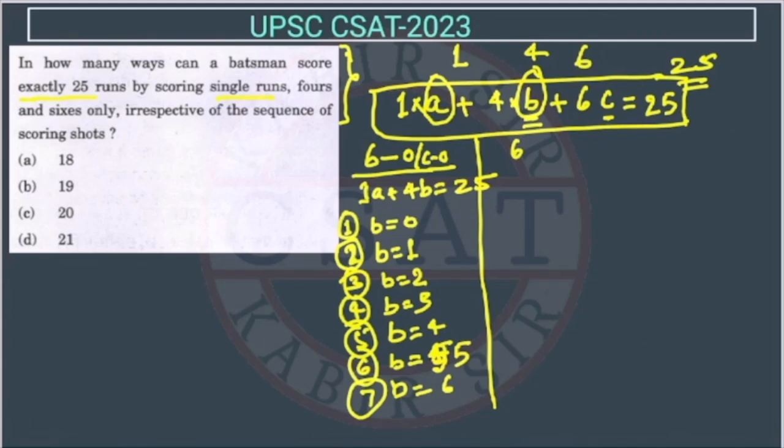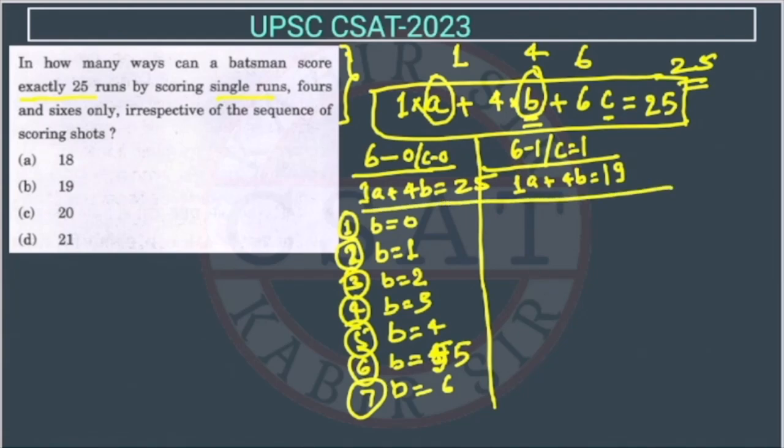The second case is he is scoring 1 six, or we can say the value of C is 1, right? So in this case the equation will be 1a plus 4b equal to, so plus 6 will come here, we are subtracting it from 25, so we will get 19. So in this case what can happen? Again the same thing we will do. B can be 0, which means there is no 4. Now B can be 1, or B can be 2, or B can be 3, or B can be 4, right? Can B be 5 here?